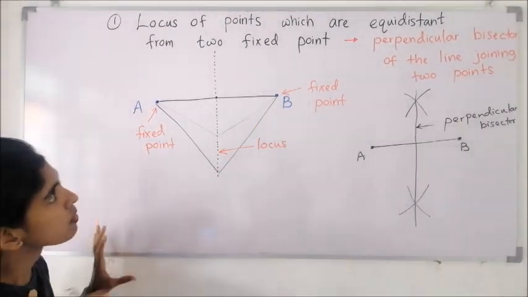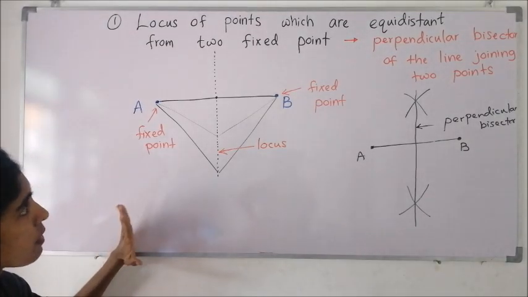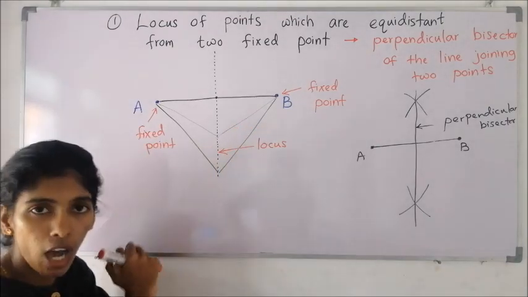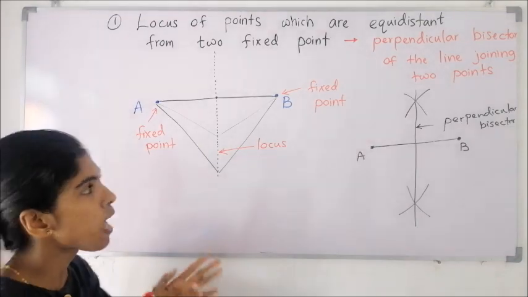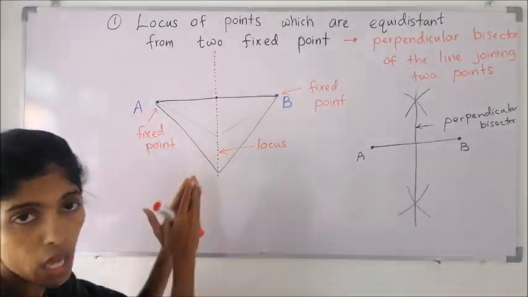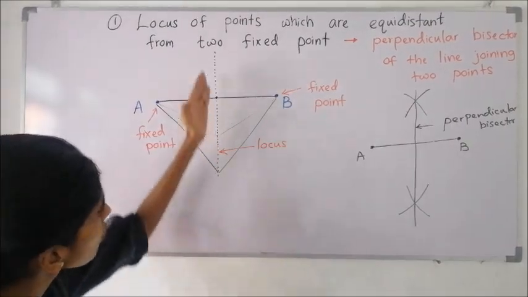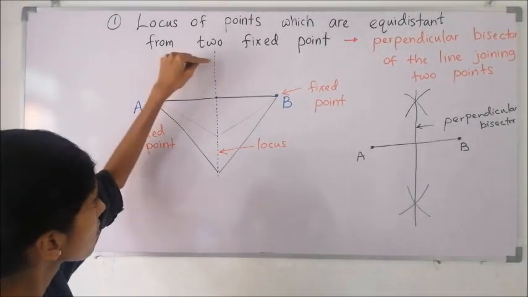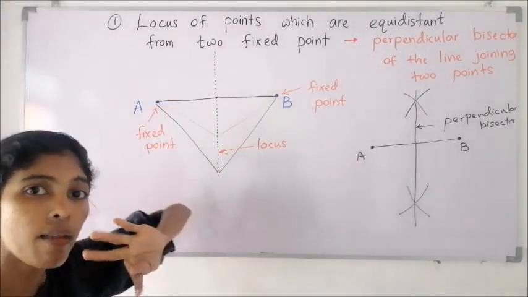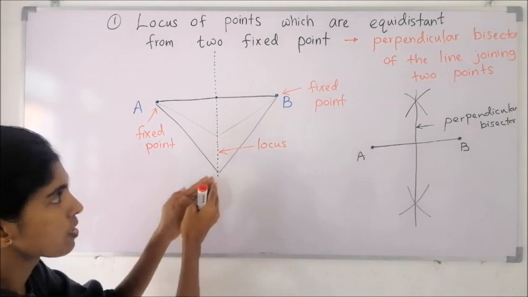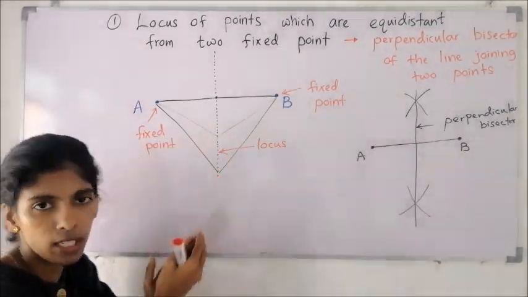So in our day-to-day life, we can take some examples. Think that these two are 2 houses. The people of these 2 houses want to plant a tree equidistant to both the houses. If so, they can plant one tree wherever on this locus. Here at this point, likewise on any point on this locus they can plant the tree. That plant should be located equidistant to both the points here.